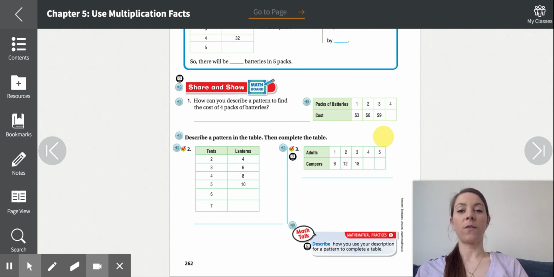Okay guys, so this is 5.1 and this is the share and show video. So I'm going to read you the directions and help you with the directions first.